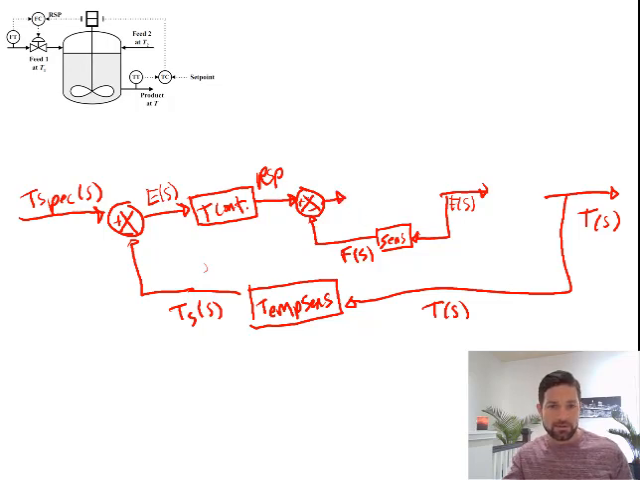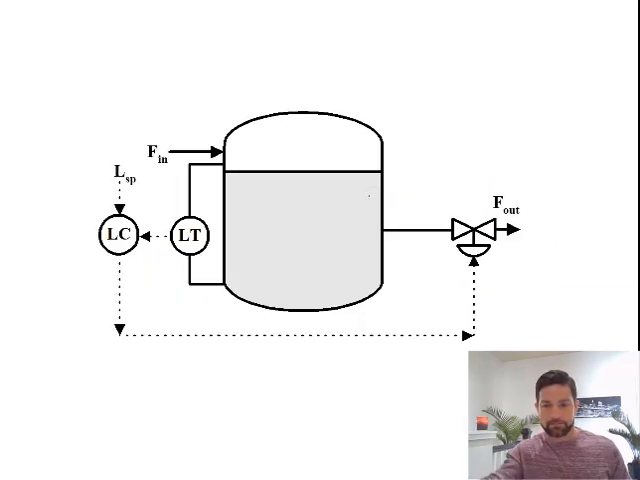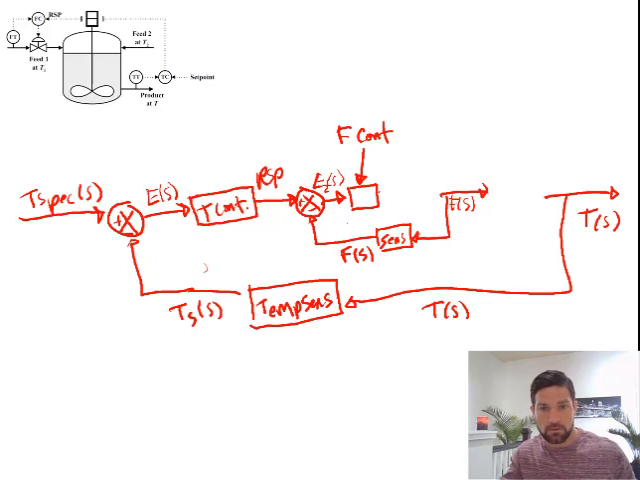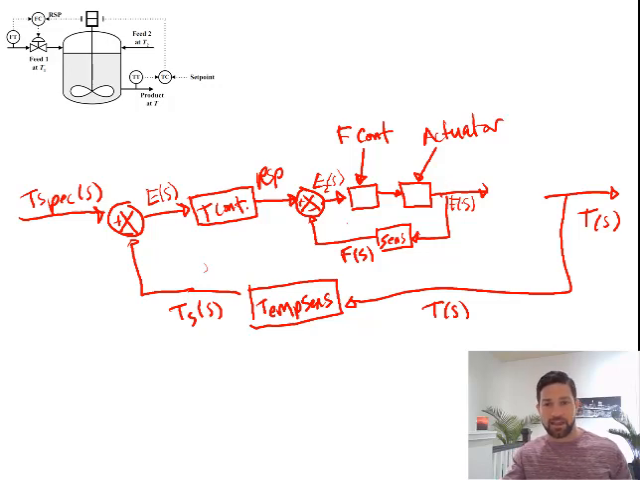Okay, so now the remote set point, again, is going to have an error. We'll call this E2. And this error is going to go to, I'm running out of a little space here, but this is going to go to a flow controller. And then the flow controller is going to affect the actuator. So this box right here would be our actuator. And coming out of the actuator is going to be the flow.